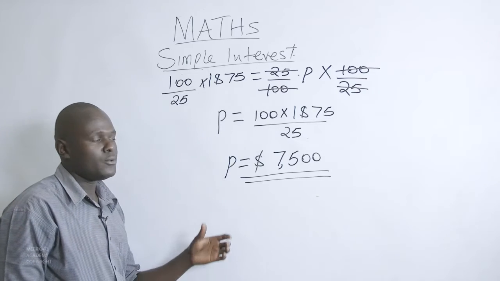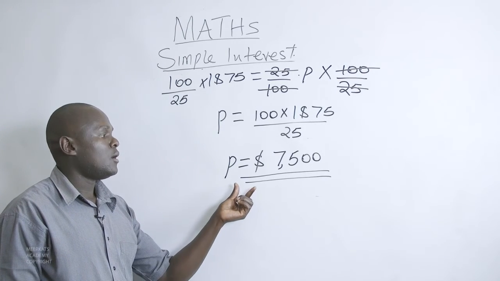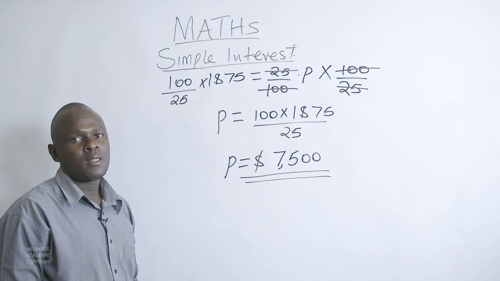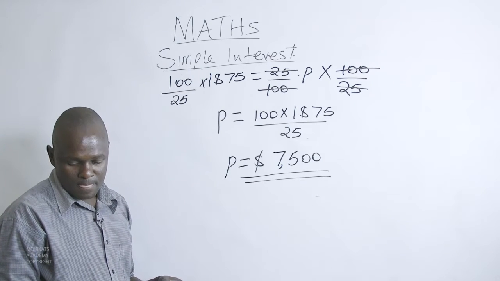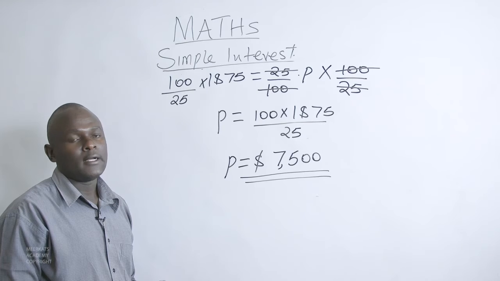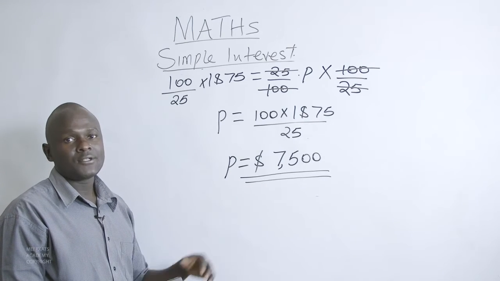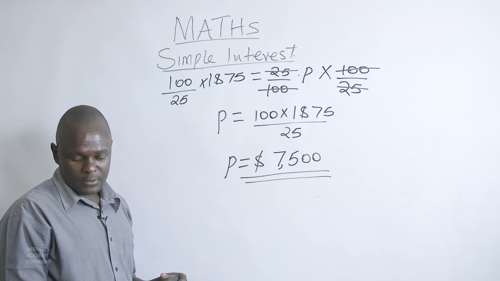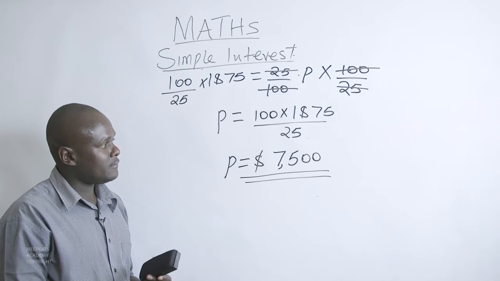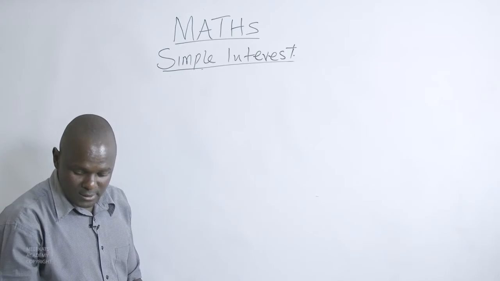This is the amount that the lady borrowed for a period of 5 years at a rate of 5% per year, and the amount attracted an interest of $1,875 in that period. One last example.